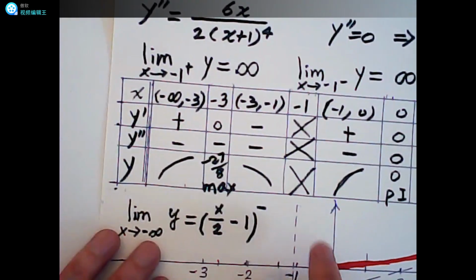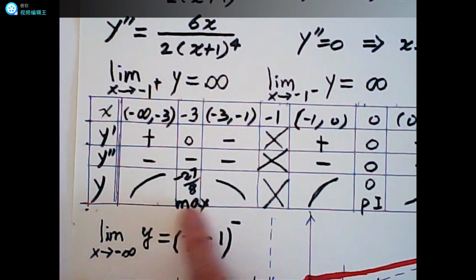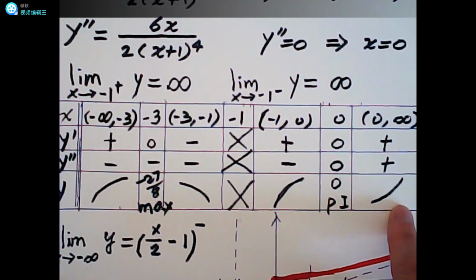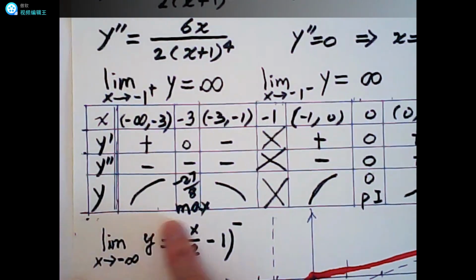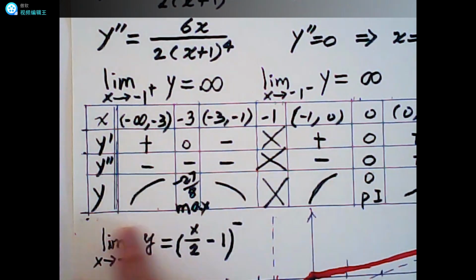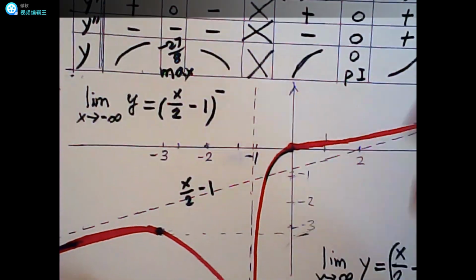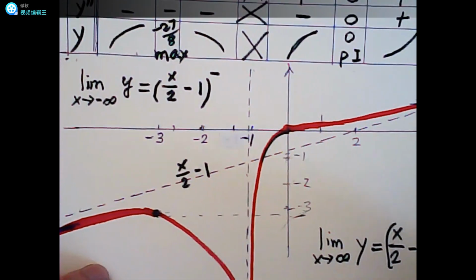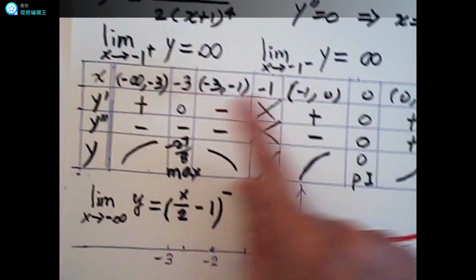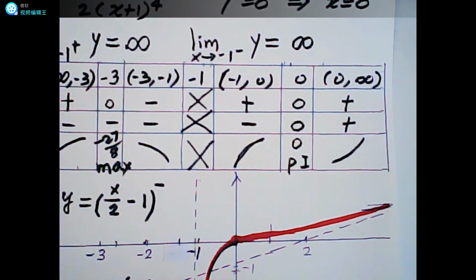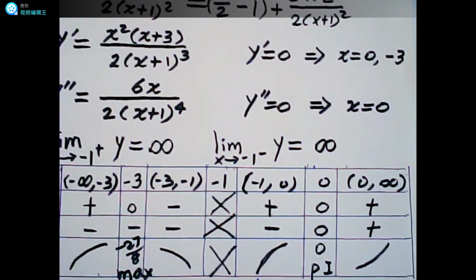So this table is a very nice summary of the derivatives and the shapes and the points, maximum or minimum or point of inflection and so on. I think this is a very nice way to sketch the curve.